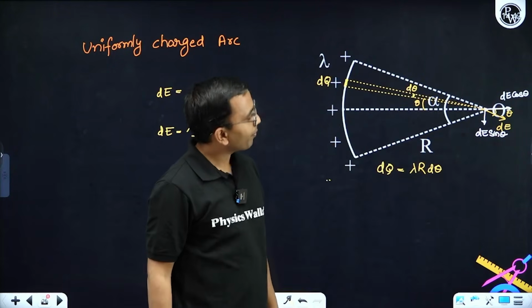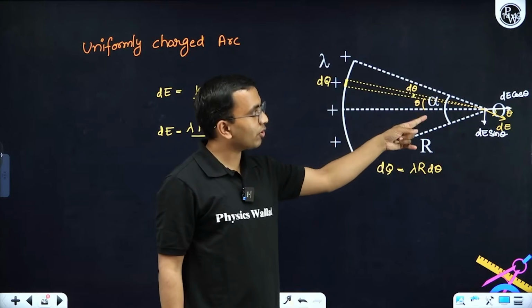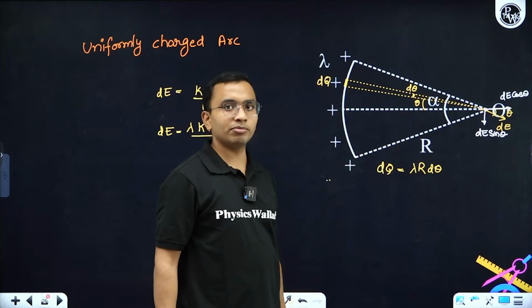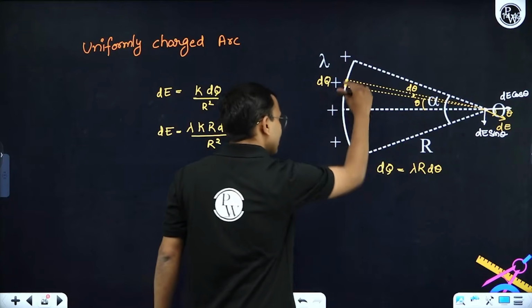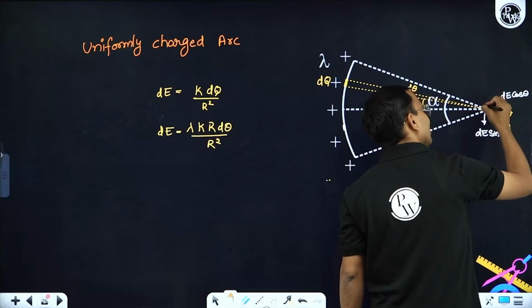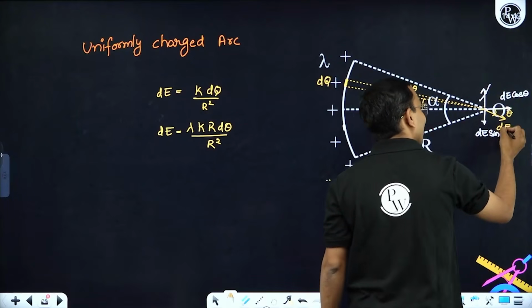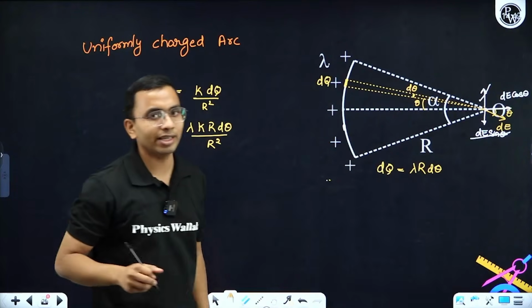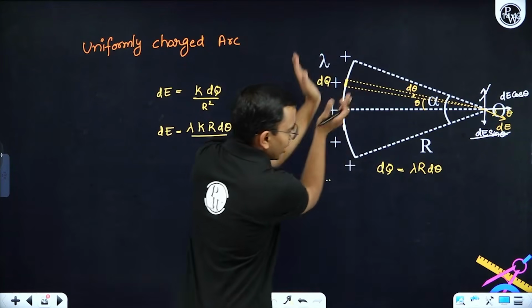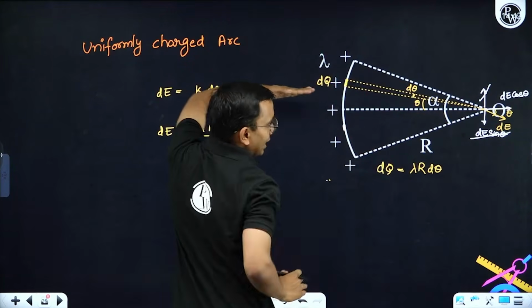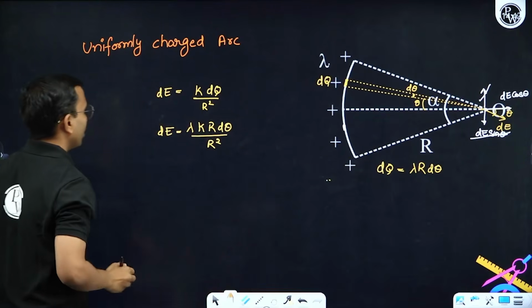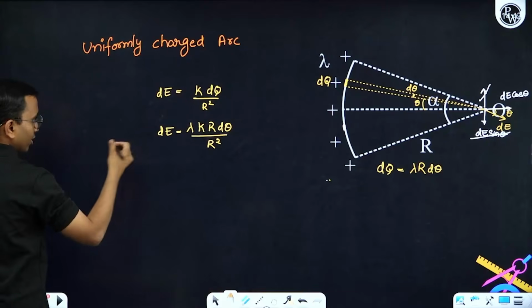Now, if I integrate dE cos theta, the resultant will come in that direction. If I integrate dE sin theta, that will become 0. Why so? Because a similar arc will be on the other side, that will be having dE sin theta component in the downward direction, and that will get cancelled anyway. So even if you integrate, you will get 0. So from symmetry also we can say the net electric field is along the horizontal direction. So just integrate dE cos theta. Electric field will be in the horizontal direction only.